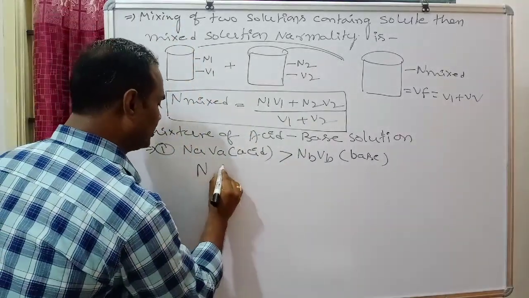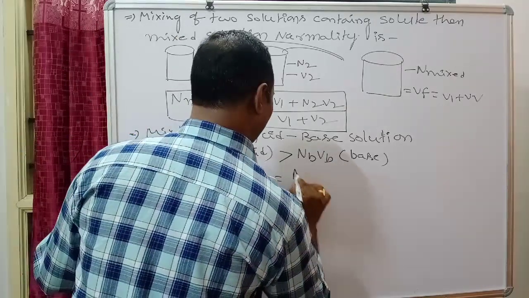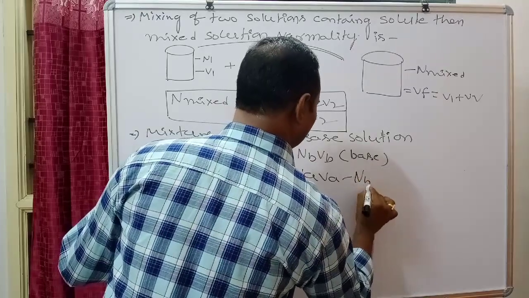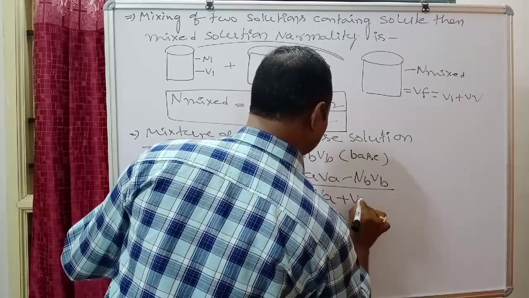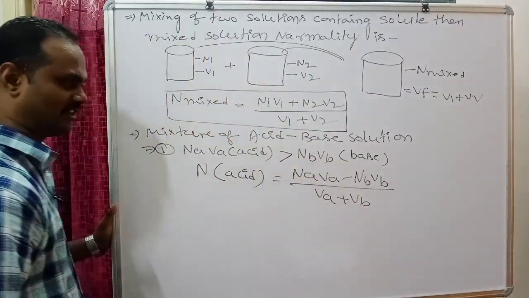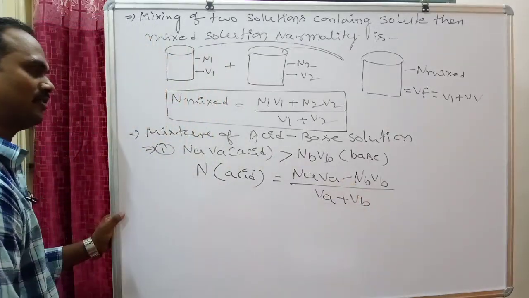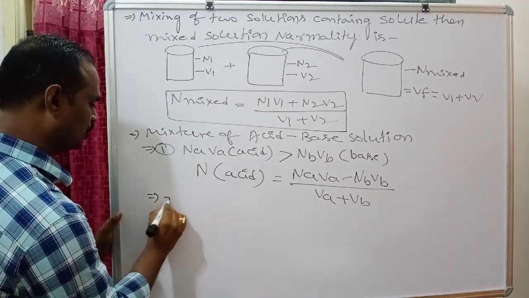So the normality of the acid is equal to NaVa minus NBVB, all divided by Va plus Vb. Your final volume always adds together, volume does not decrease. So the minus applies only to the gram equivalents, not to the total volume. Is it clear? Case 2.